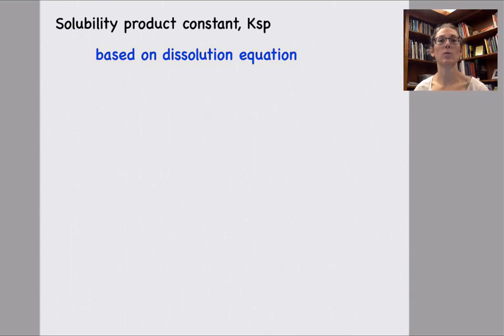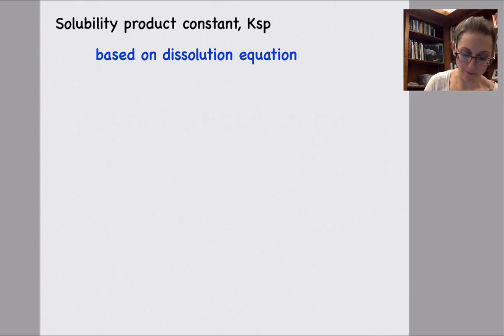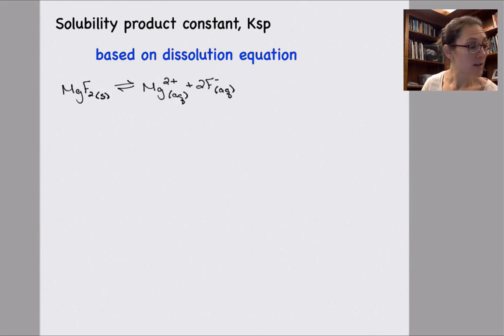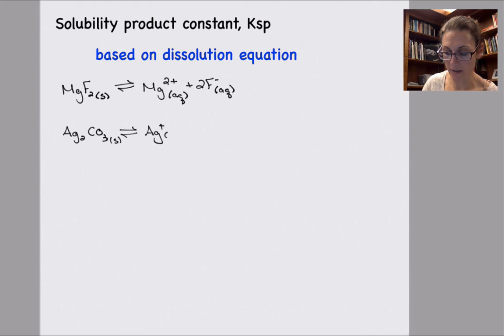The first thing to recognize when it comes time to actually apply the equilibria concepts that we learned before to solubility is that the solubility equilibria are based on the dissolution of the solid. So if I have magnesium fluoride, MgF2, and I put this in water, then it's going to set up an equilibrium with the ions that will result. So magnesium and then 2 fluoride ions. Similarly, if I were to take some silver carbonate, it would also set up an equilibrium with its ions.